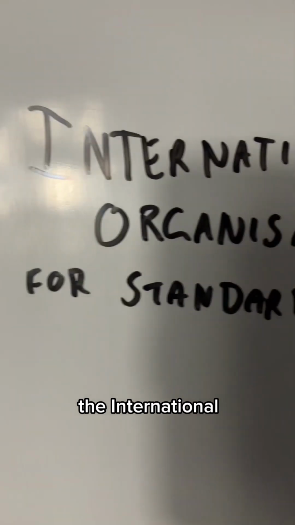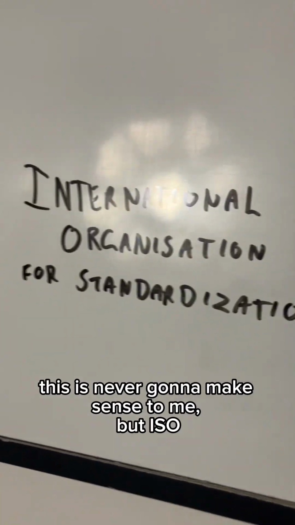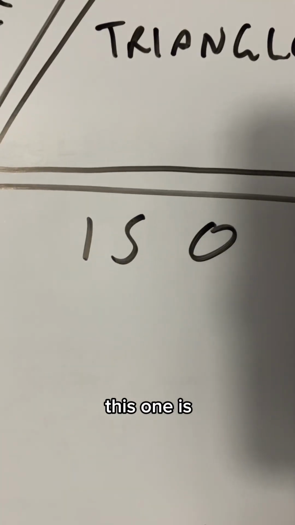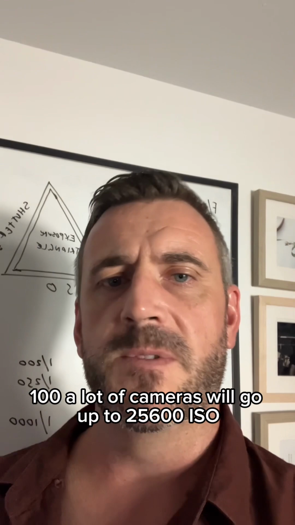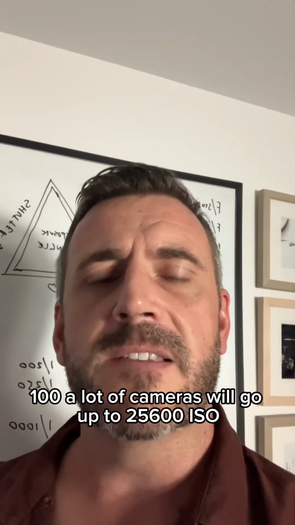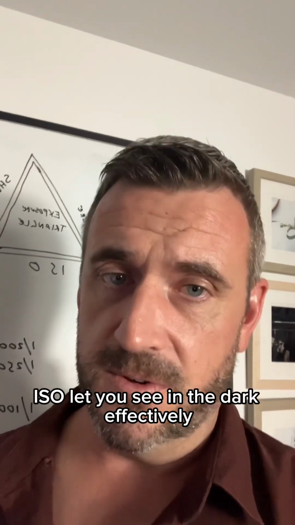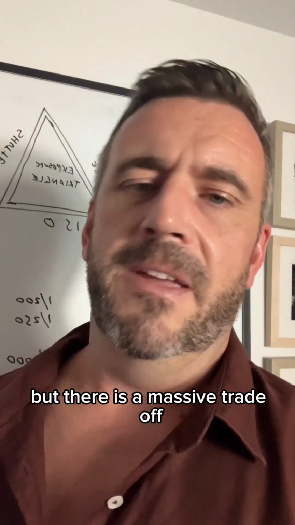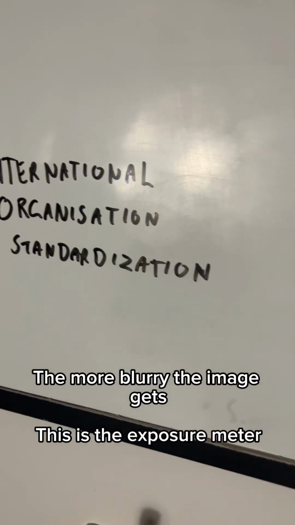Lastly, the International Organization for Standardization. This is never going to make sense to me, but ISO. This one is on your camera, and it's just a number, so 40, 60, 80, 100. A lot of cameras will go up to 25,600 ISO. Some of the higher end cameras will go even higher than that. ISO lets you see in the dark effectively, but there is a massive trade-off. The higher you raise your ISO, the blurrier the image gets.